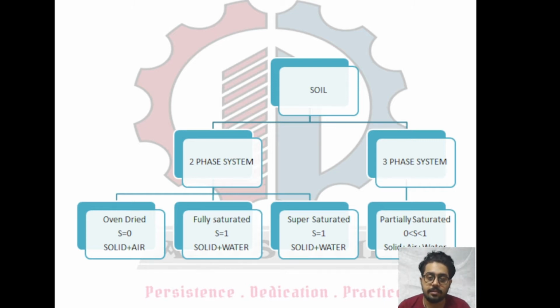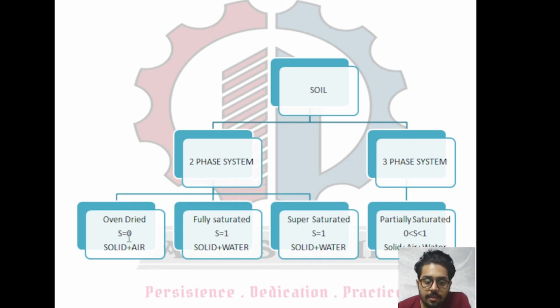Then under the three phase system, it is partially saturated. That means a few amount of water is present and the rest of the void is filled up by air. So the void is differentiated into two portions, one is air, another one is water. If the soil is partially saturated, some of the void is filled up with water and the rest of the void is filled up with air. In the case of the three phase system, the soil is partially saturated, that means air, water and solid are all present here.